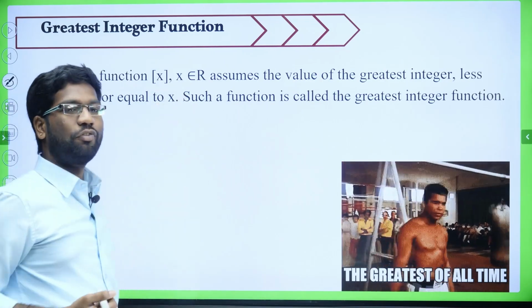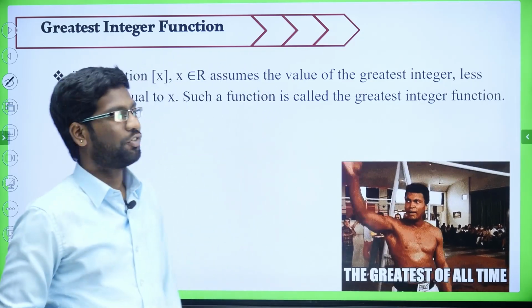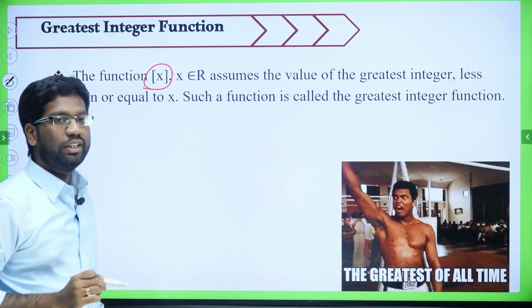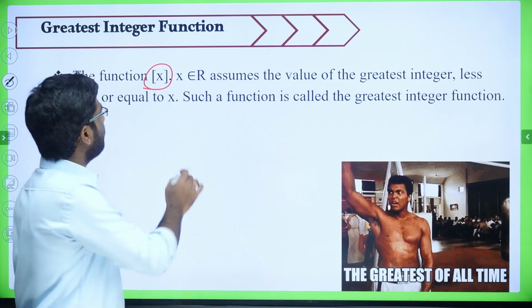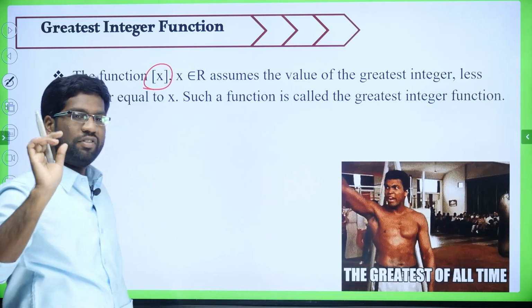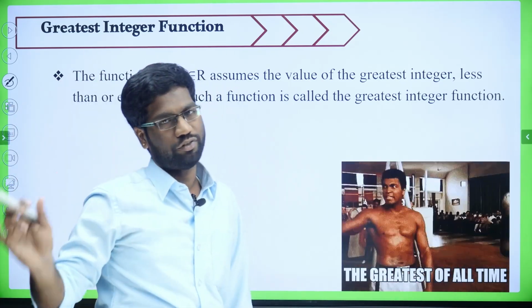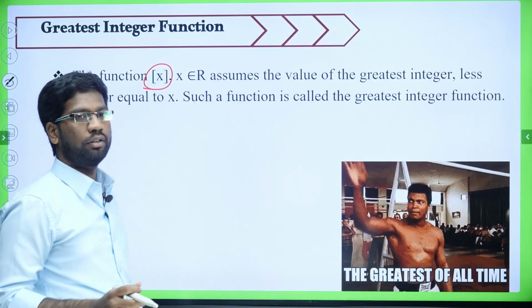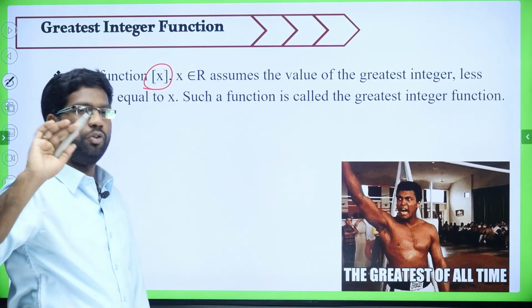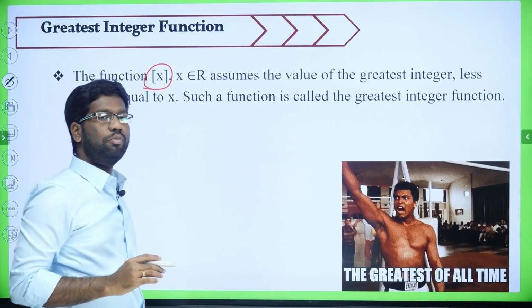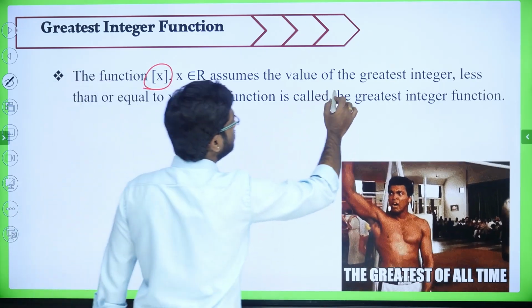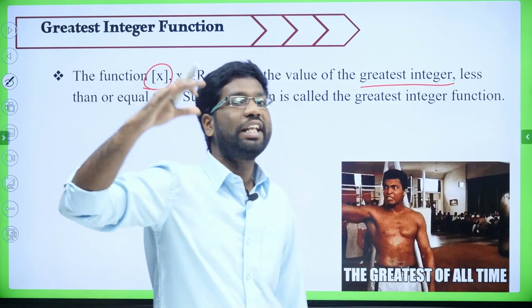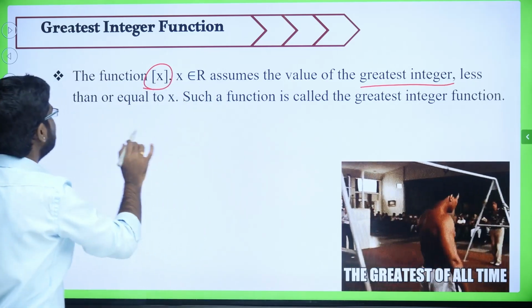So this is the definition for our greatest integer function, my dear students. As I said before, this is how they will denote the greatest integer function. But in a problem, obviously, after mentioning this, they will say this denotes the greatest integer function, and you have to take it like that. So don't get worried, but we have to know this is the symbol for the greatest integer function, and it assumes the value of the greatest integer less than or equal to x.